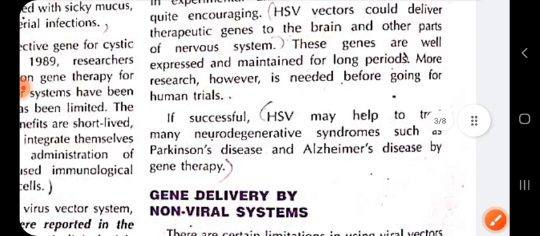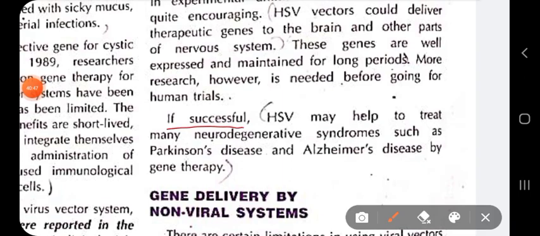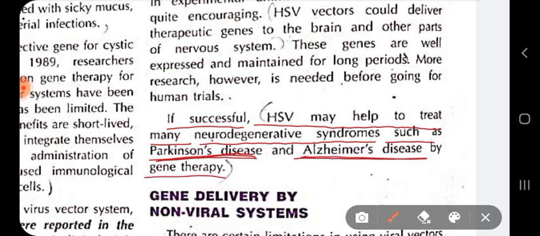If successful, HSV may help to treat many neurodegenerative syndromes like Parkinson's disease, which is common in India, and Alzheimer's disease by gene therapy. So, if this herpes simplex virus can be successful in human trials, then we can use this herpes simplex virus vector for the treatment of patients suffering from Parkinson's disease, Alzheimer's disease, and even multiple sclerosis, which is also a disorder of the nervous system, which can be cured by using HSV as a vector.